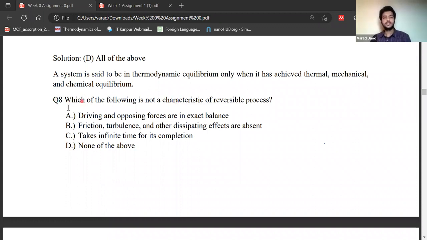Okay. So question 8 is, which of the following is not a characteristic of a reversible process? Remember, when we say reversible process, a reversible process is an infinitely slow process. That means the driving force and opposing forces are in exact balance, right? And as it is very slow, this condition is correct, right?